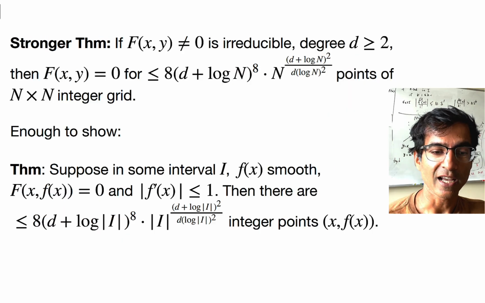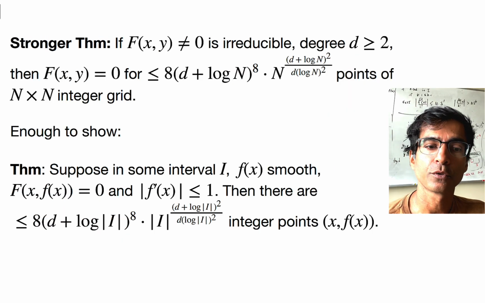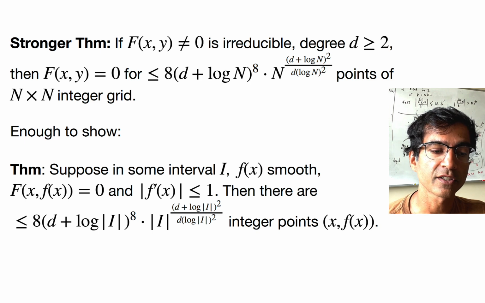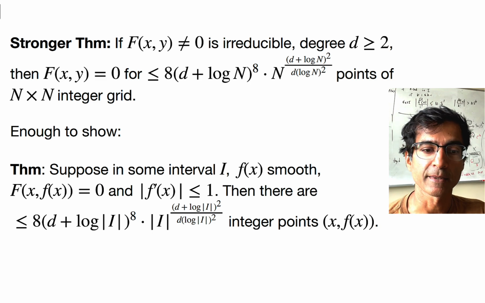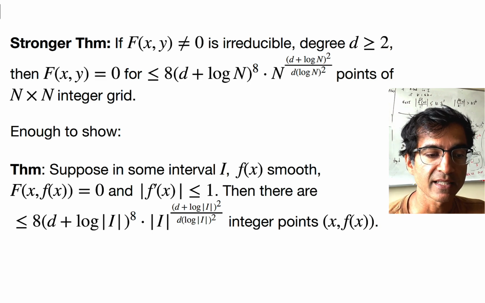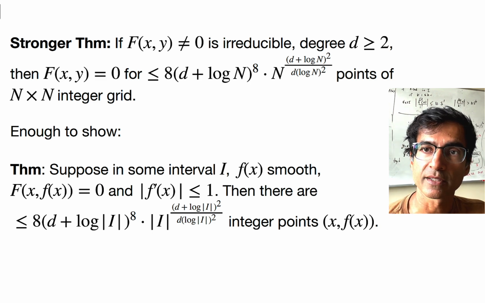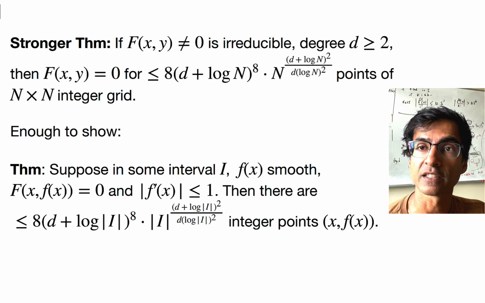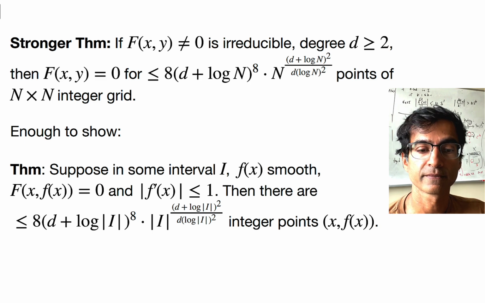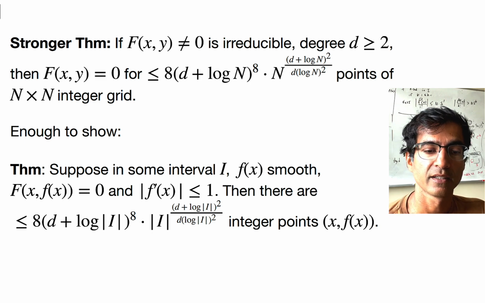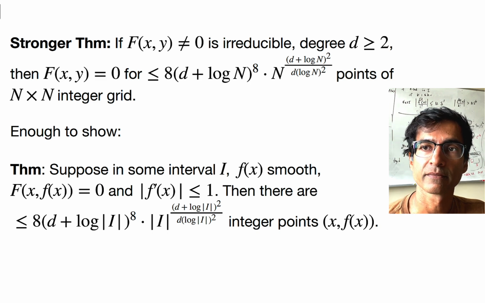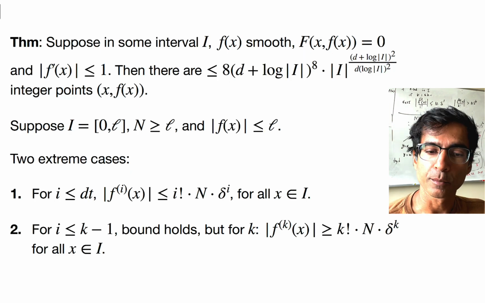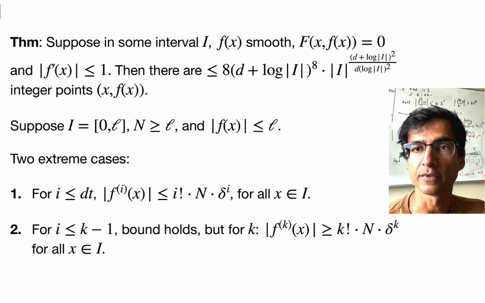Okay. So the upshot is, it's enough to prove this theorem under the assumption that we have a smooth function f, meaning that it's differentiable as many times as you want, such that x, f of x describes the zeros of F, and also the derivative of f is bounded in the entire interval. And in that case, we need to prove the same kind of bound that we had before. And that's exactly what we'll do. And the proof looks identical to what we did before, more or less.